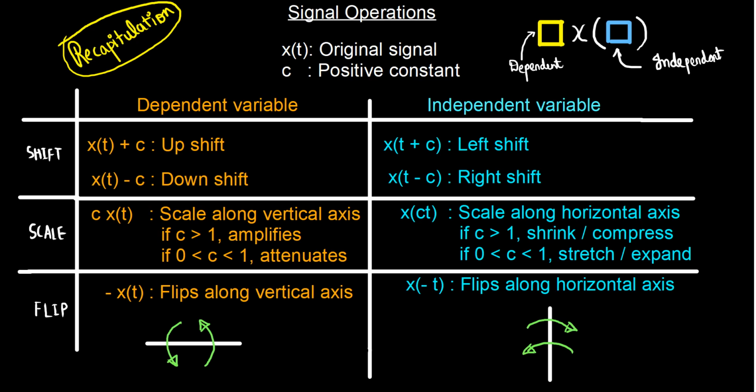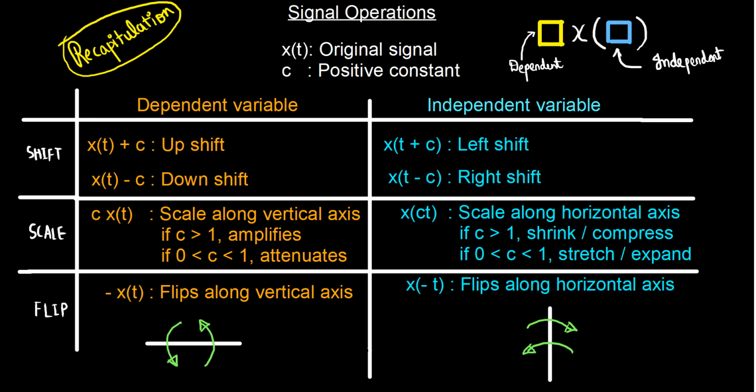On the other hand, if we play with the independent variable, say for example we want to shift the signal leftwards or rightwards, we represent that as x of t plus or minus c inside the parenthesis. So if we want to play with the independent variable, make the changes inside the parenthesis. If you want to make the change to the dependent variable, make the changes outside the parenthesis or to the amplitude.